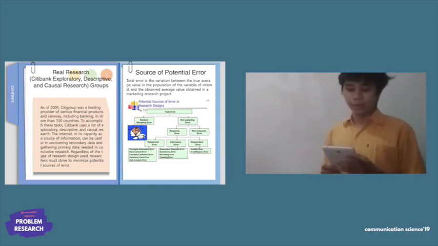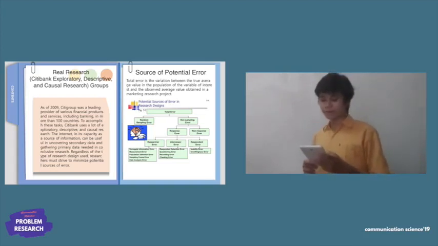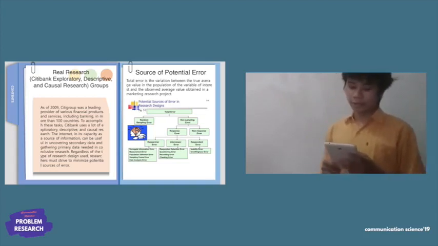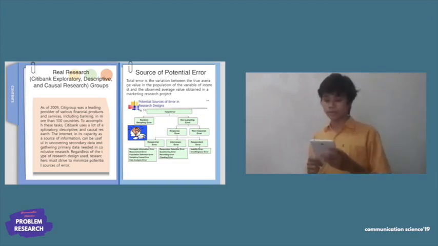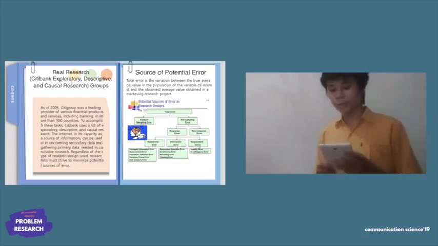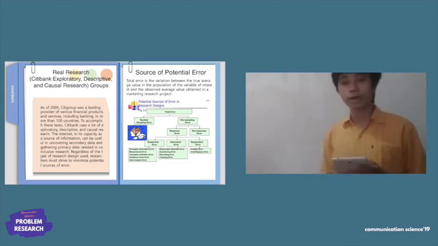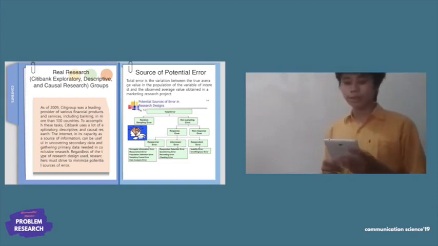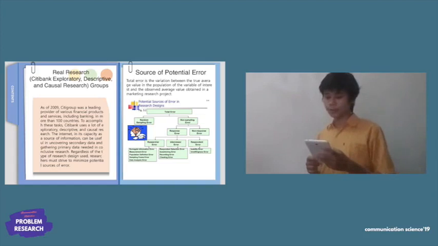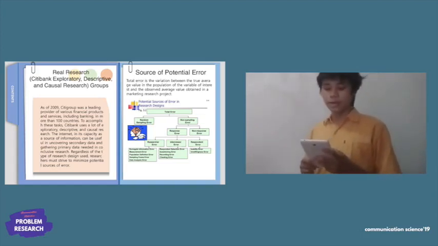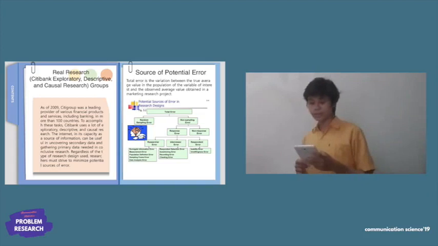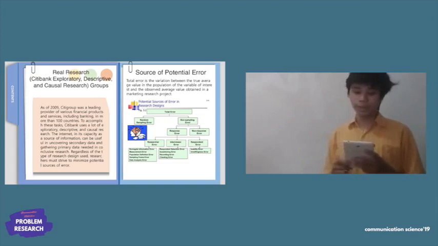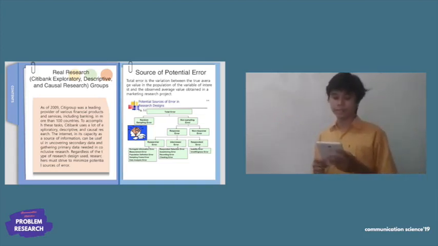Next one is inability error. The results of the inability of respondents to provide accurate answers. Respondents can give inaccurate answers due to ignorance, fatigue, boredom, memory errors, question format, question content, and other factors. Next one is unwillingness error. Arises because respondents are unwilling to provide accurate answers. Respondents can deliberately misreport their answers because of a desire to provide socially acceptable answers, avoid embarrassment, or please the interviewer.